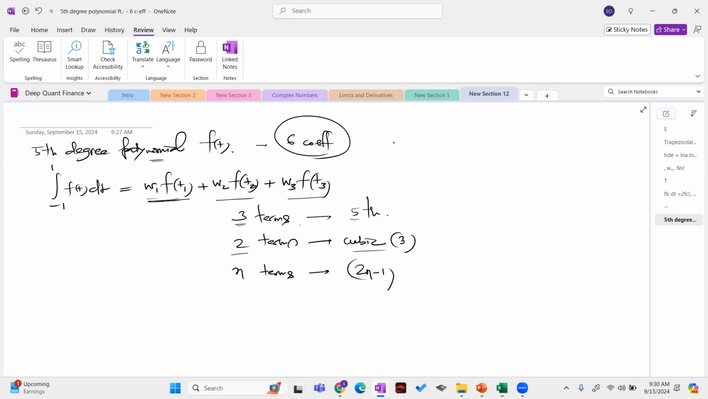Exactly. Exactly. Okay. Now, I went online and I found a table that has 64 terms. People have done it and they have evaluated all the weights and the sampling points where you need to sample, what will be the weight for 64 terms. Okay. So this gives me a coverage till 127 degree polynomial, right?